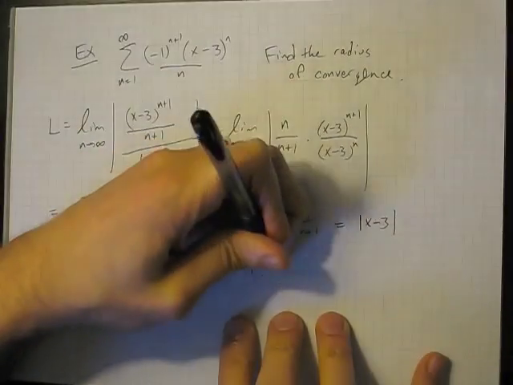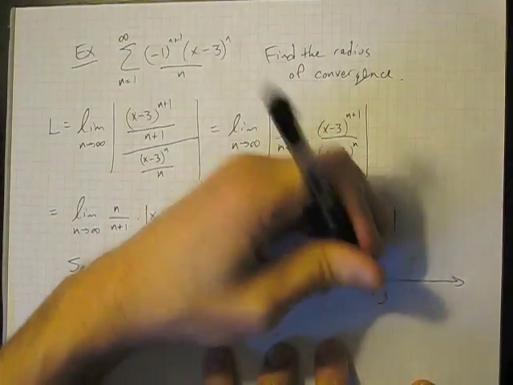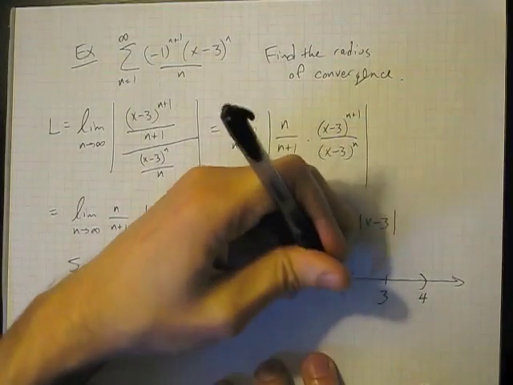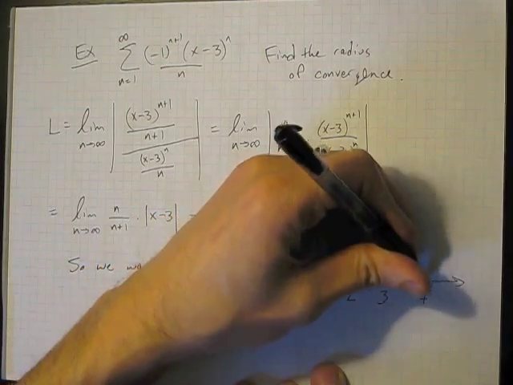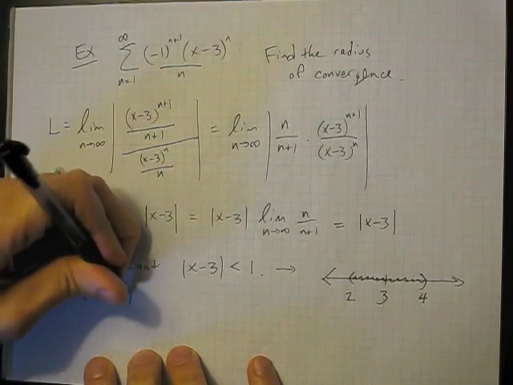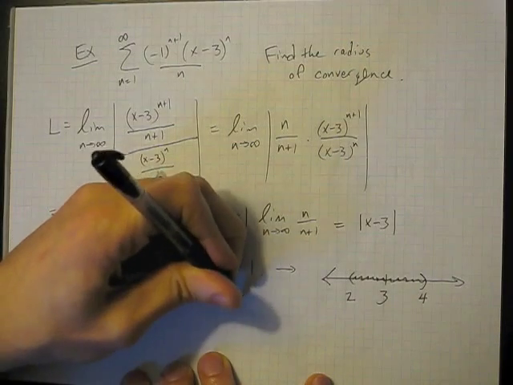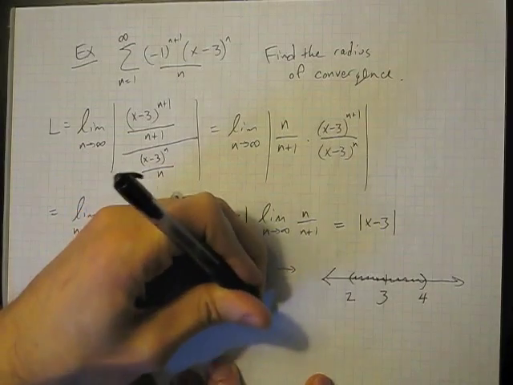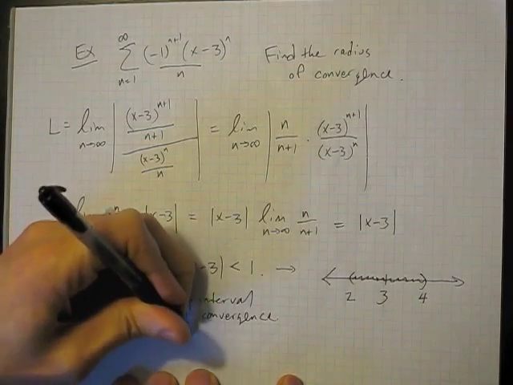What that means is that on the number line, here's 3. We want the distance from 3 to be less than 1. So we have 4 and we have 2. This is our interval of convergence. So x being between 2 and 4 is the interval of convergence, and the radius is 1.